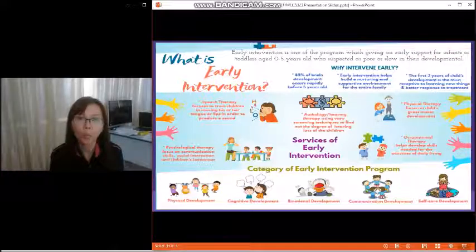Let's see what early intervention is. Early intervention is one of the programs which gives early support for infants or toddlers between 0 to 5 years old who are suspected of being poor or slow in their development.